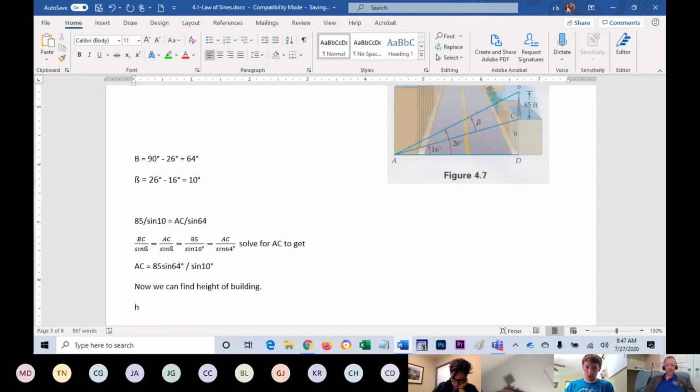Side H, we've got 16 degrees. H over the sine of 16 is equal to... no, it's a right triangle. We don't need to do that. You're right. We could if we wanted to, because the law of sines works with right triangles just the same. We've got 90 degrees, 16 degrees, and we're not sure on that one yet.